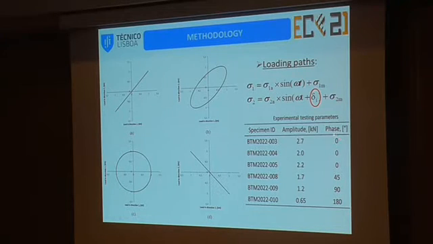That's okay. So delta equal to 0 means we are in phase. The other ones are out of phase. Don't be confused with the word proportional: all these loading paths are proportional ones. So we have here 45 degrees, 90 degrees, and 180 degrees.